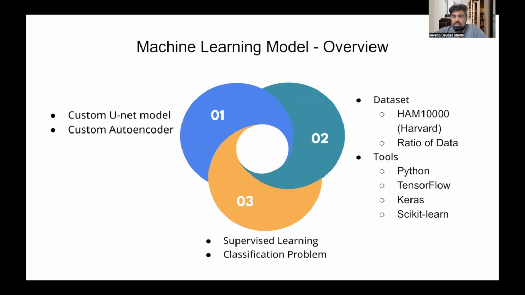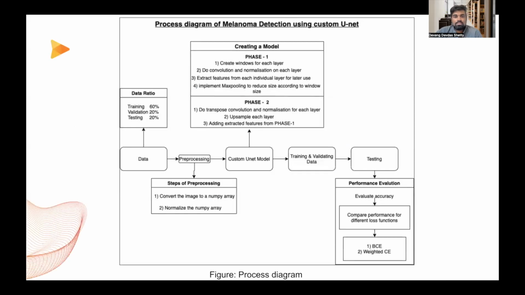The data set is called the HAM10000 data set, which was developed by Harvard. It has about 10,000 images of skin lesions. The problem that we are trying to address is a supervised machine learning problem, which has a classification associated with it. It is supervised because the data set is already labeled by subject matter experts. And it is a classification problem because we are trying to say definitively whether the input image has melanoma or not.